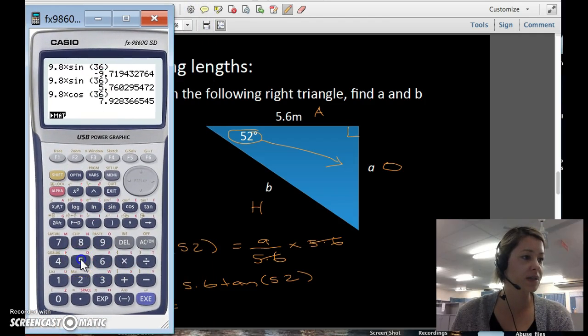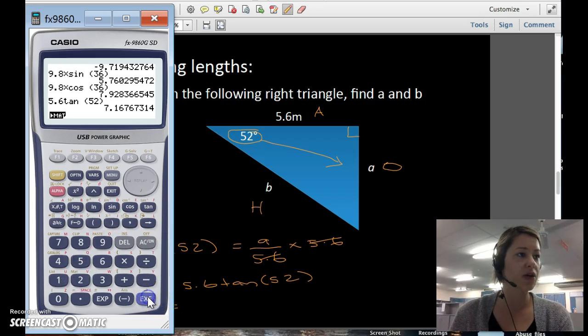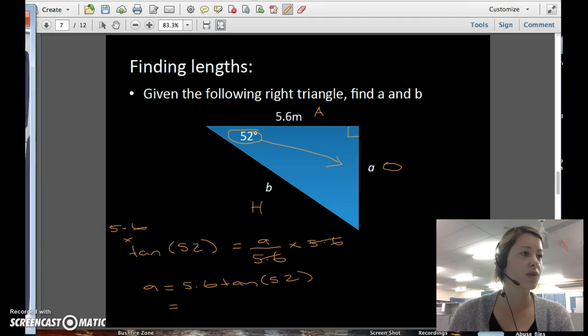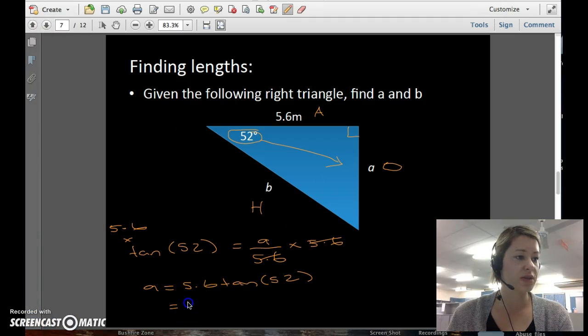I've got 5.6 tan of 52. And you can see here I've left the times out between 5.6 and tan. That's because the calculator knows that it's multiplication. When we're multiplying a number with any pronumeral or function, we don't need to put the multiplication sign in there. So this one is 7.2 to one decimal place, or to two significant figures, 7.2, and now I'm in meters. Okay, and that's the value of a.